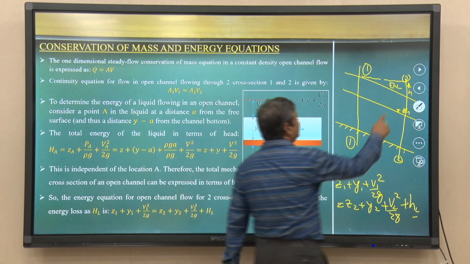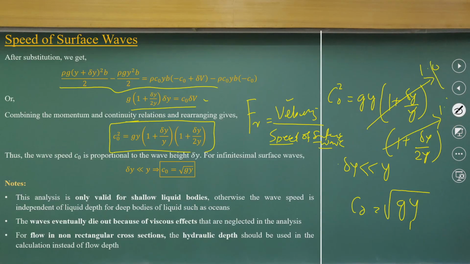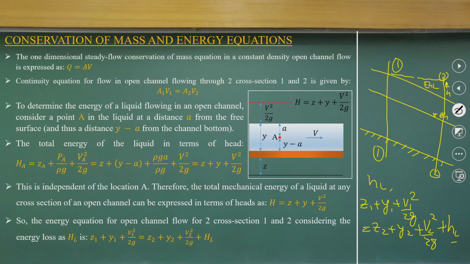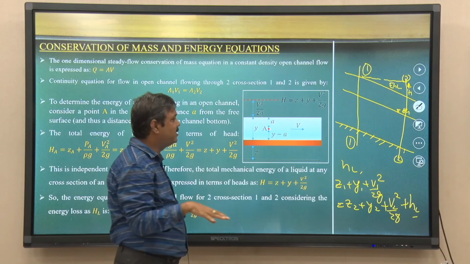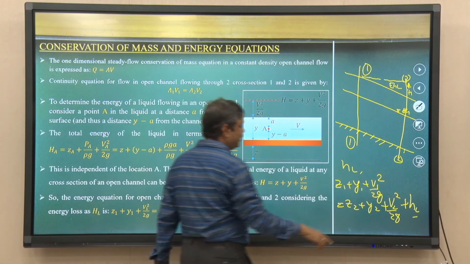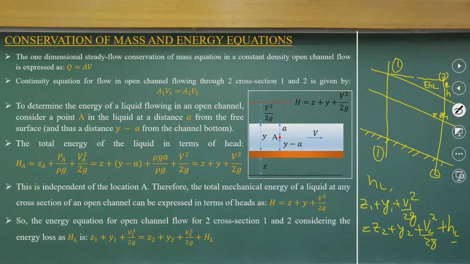which is reflected here in the diagram. This is the part where we have the energy loss. If you draw the energy gradient line, the free surface line is the hydraulic gradient line, and you can get this component. If z1 and z2 are very close by, you can write that the specific energy E1 is equal to specific energy E2 plus energy loss.